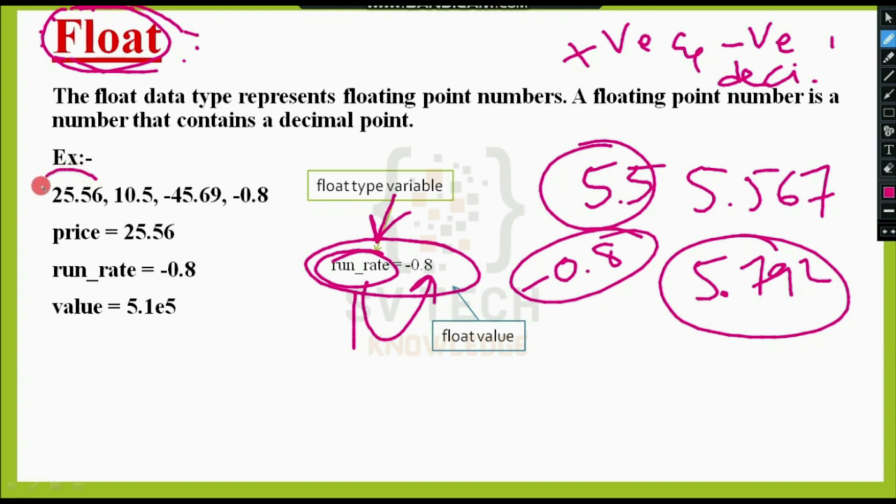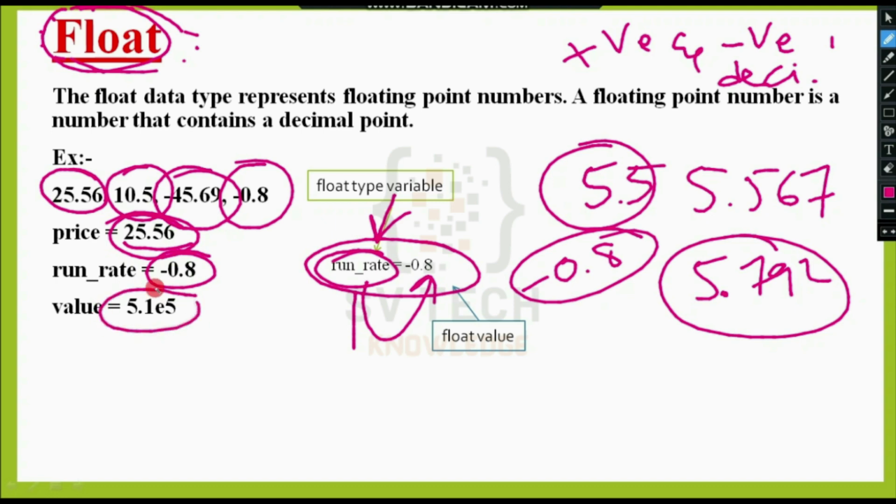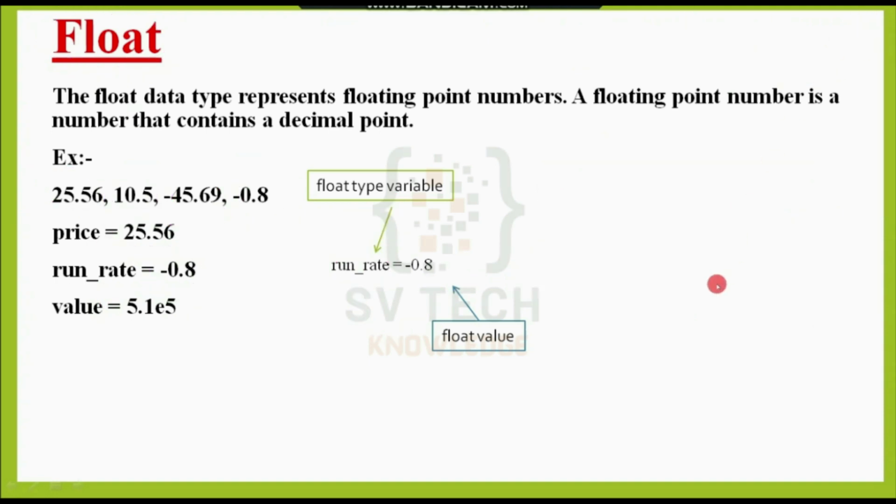Okay, here I can take examples: 25.56, 10.5, minus 45.69, minus 0.8. Like this I can take point values. Price 25.56, run rate. Like this I can take any number with a decimal point, which is known as a floating point value. Here also we don't have any limit for floating point numbers. So here you have to remember what floating point numbers are.